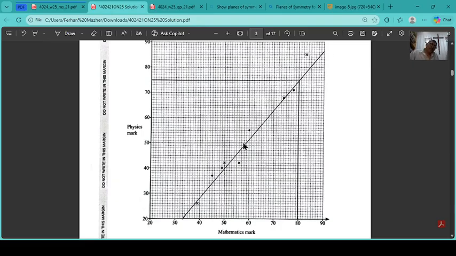So I have tried to draw the line of best fit. You can see this line is the line of best fit. I have tried to make sure that the number of points above the line and below the line is balanced, and that the perpendicular distance of each point above the line is equal to the perpendicular distance of the points below the line. The line of best fit should follow the pattern; for example, this is a positive correlation, so my line should be in that pattern. So this is the line of best fit which I have drawn.